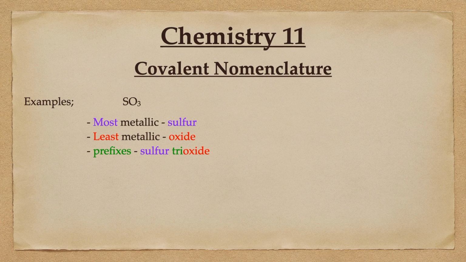Let's look at some examples. SO3, sulfur and oxygen. Sulfur is the most metallic because it is closer to the staircase. Oxygen is the least metallic, and so we change the ending to ide. There is one sulfur and 3 oxygens, so my prefixes: nothing on the sulfur, tri on the oxide, sulfur trioxide.